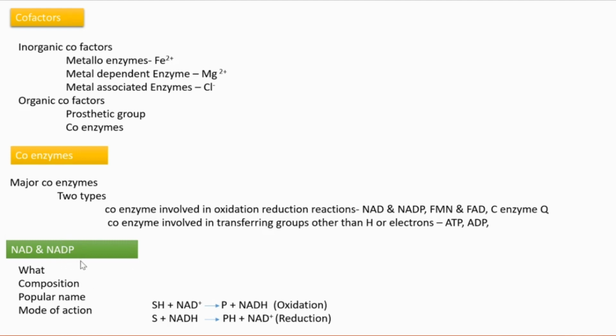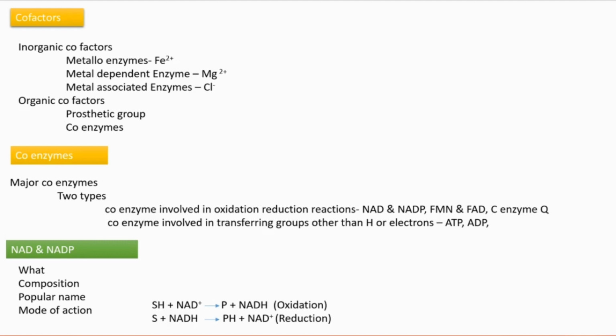First one is NAD and NADP. What is NAD or NADP? They are coenzyme forms of the B complex vitamin niacin, or nicotinic acid. What about the composition? It consists of a nucleoside adenosine linked to a modified form of niacin. When we see the structure of NAD, it will be more clear to you.